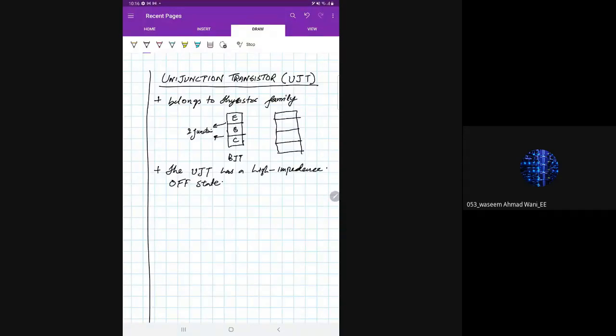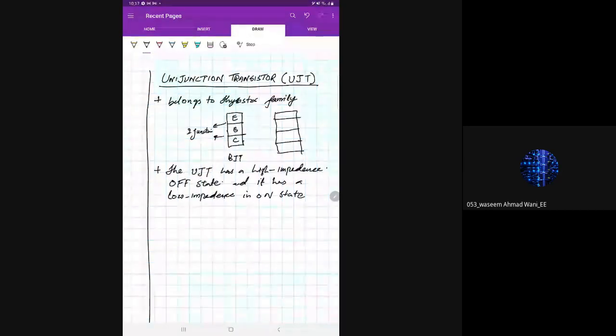What is its structure? I will also draw the diagram, but I'll write down a few sentences that will help you in understanding that diagram very efficiently. So UJT generally has very high impedance in off state, and it has a low impedance in on state. That is one of the important features of the UJT. When it is on, the impedance is very low. That means charge can flow very easily. When it is off, the impedance is very high.